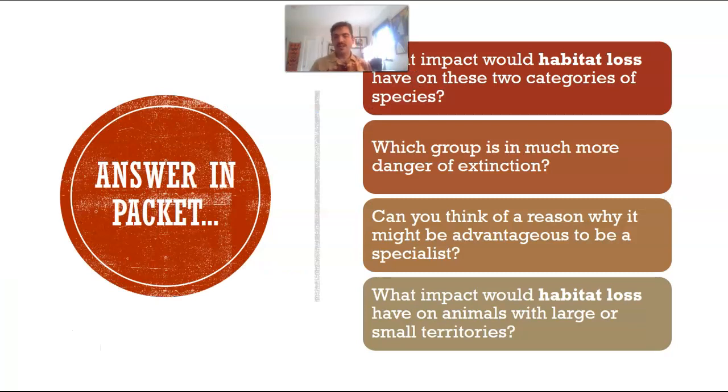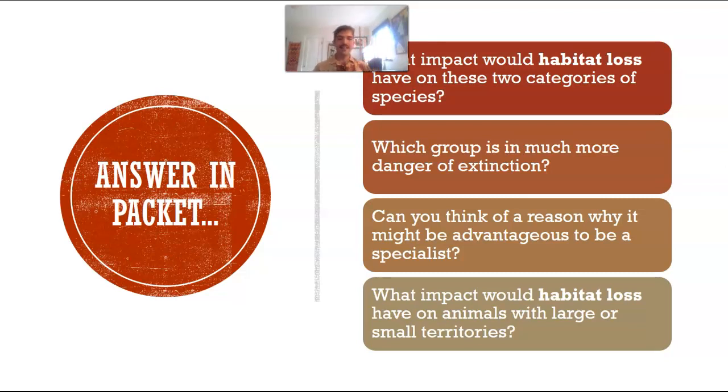Okay, so I want you to answer these questions in your packet, pause the video, write them down, really think. This is really good for your learning, so make sure you're doing this. What impact would habitat loss have on these two categories of species? Which group is in much more danger of extinction? Can you think of a reason why it might be advantageous to be a specialist? And what impact would habitat loss have on animals with large or small territories? Pause the video, go ahead and answer those, and then we'll continue.